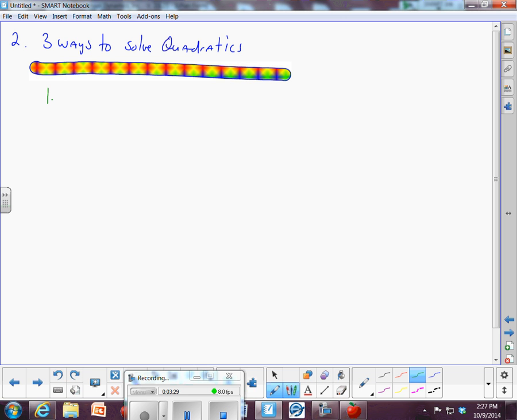All right, so what are the 3 ways to solve quadratics? 1, take the square root of both sides. We'll add that later on, but that's the idea, taking square roots. The second way is factoring. And the third way is the quadratic equation, or some call it the quadratic formula.